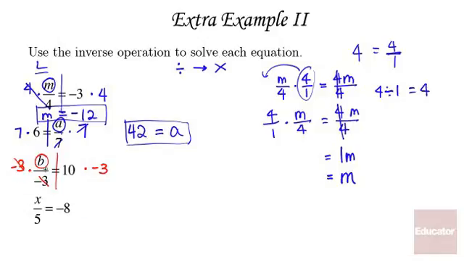Then on this side, I only have a b left, equals my right side. I have to solve this out. 10 times negative 3. Well, 10 times 3 is 30. How many negative signs do I see? I only see 1. Okay, that means my answer is going to be negative. So b equals negative 30.